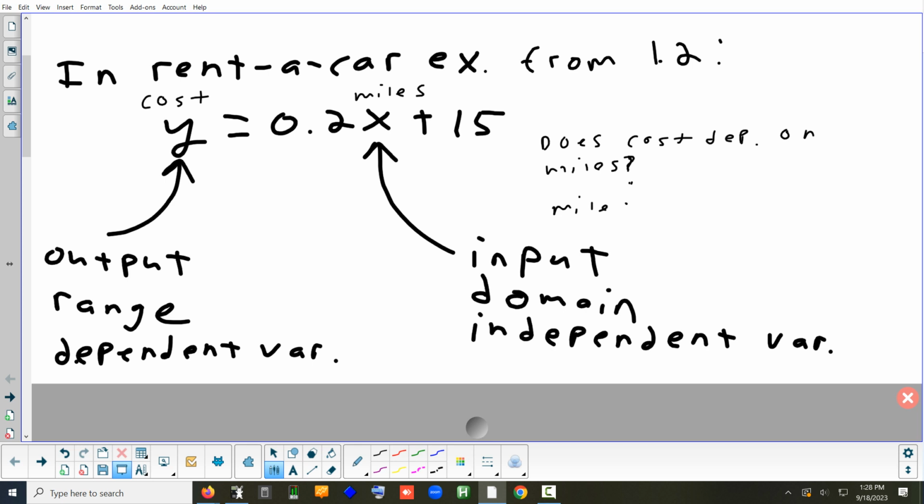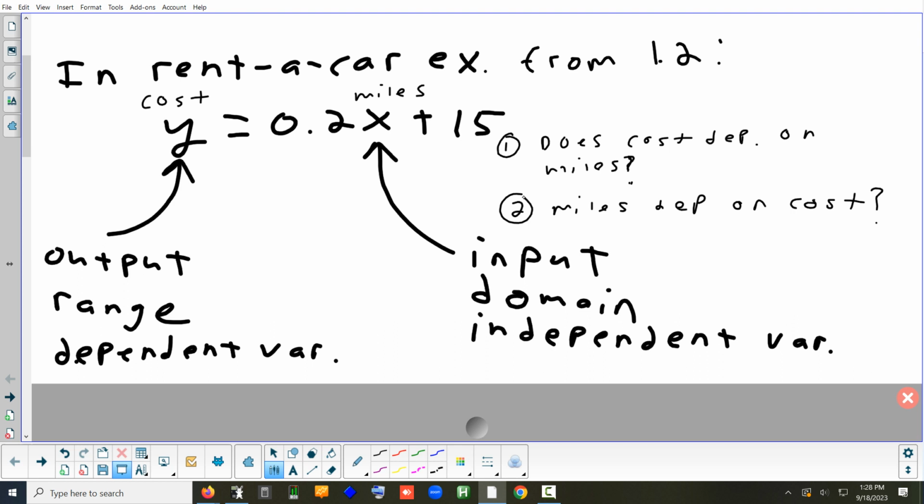Or does miles depend on cost? One of those doesn't really make sense, but the other one does. Which one makes more sense here? Yeah, cost depends on miles. Right, cost depends on miles. So you could say cost is dependent on miles. Cost is dependent. So cost is your dependent.